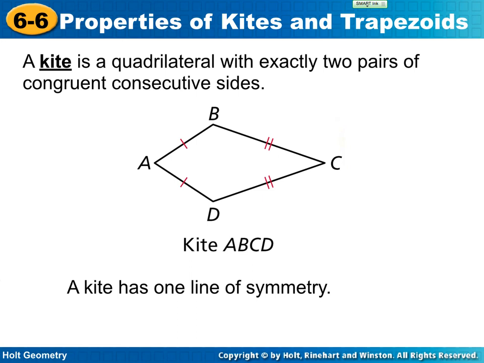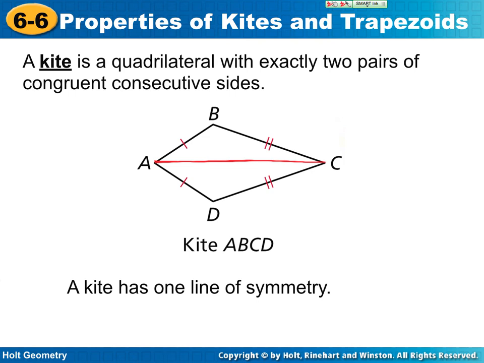It says a kite has 1 line of symmetry. If we notice that line of symmetry, there's a lot of things that we can figure out about the kite. So what diagonal would be the line of symmetry on this one? A to C. AC, correct. So this would be my line of symmetry diagonal. So think about folding it.